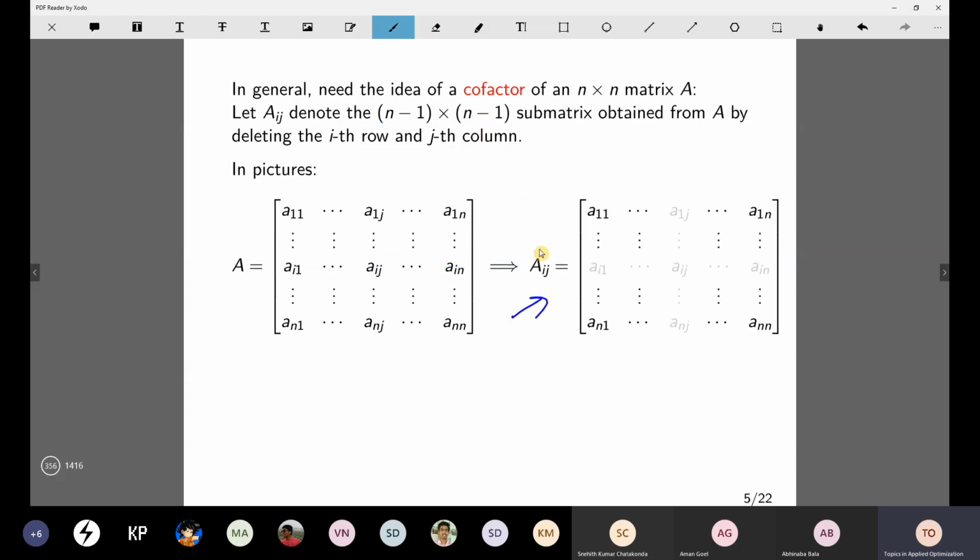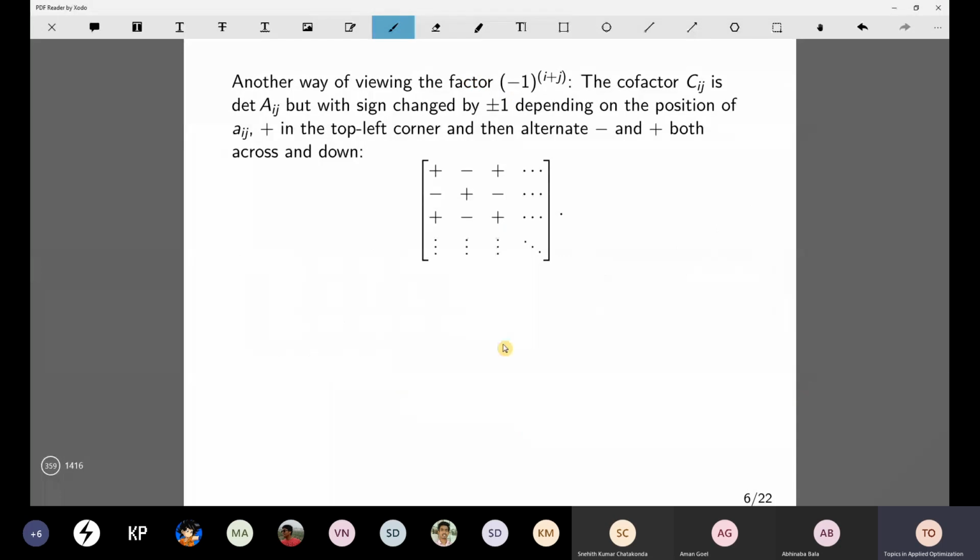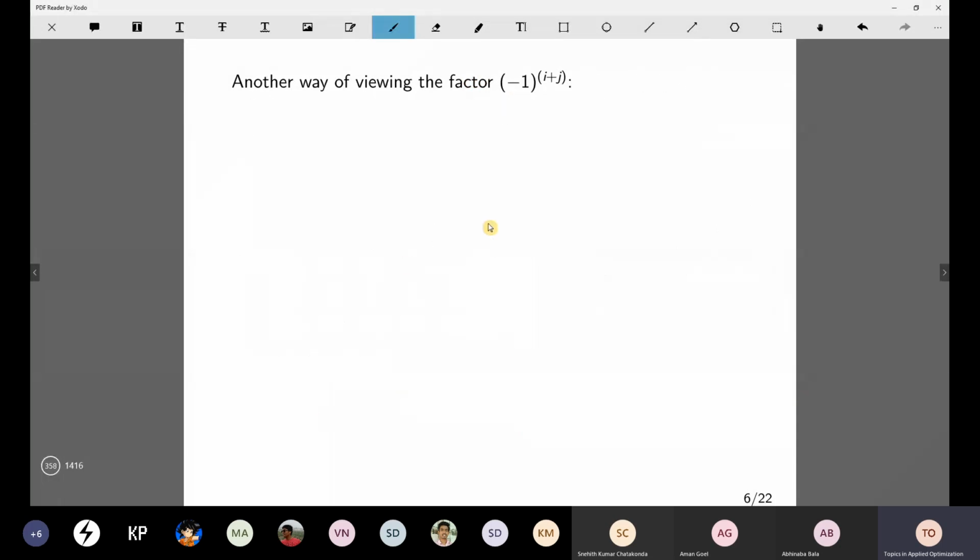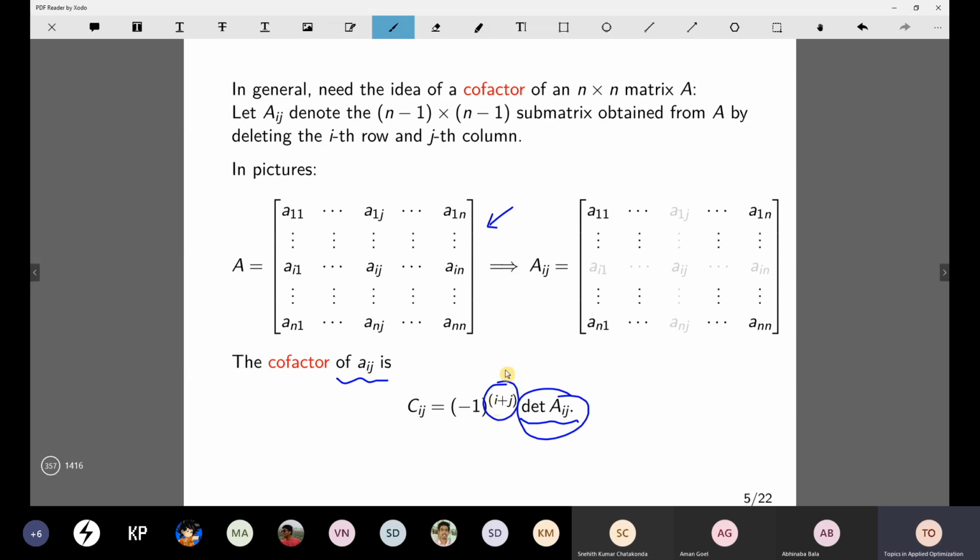So this is what is shown here. The cofactor is defined in terms of the determinant of Aij, which is like an adjoint here. The cofactor will involve the determinant of Aij, and this is the positive and negative signs that I talked about, because it comes from i plus j. So you will have positive cofactors, then negative, and so on.